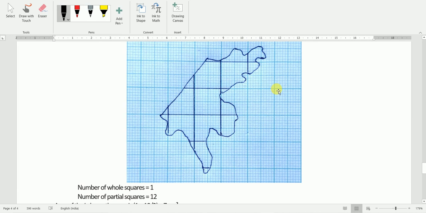And alternatively, we can also find out the area using the regular square method. See here, we have traced the Tandadari Tal on the graph paper. Let us count the whole squares; this is the whole square. And how many partial squares are here? 1, 2, 3, 4, 5, 6, 7, 8, 9, 10, 11, 12. So we are counting this, and that is why we have got the number of partial squares as 12.